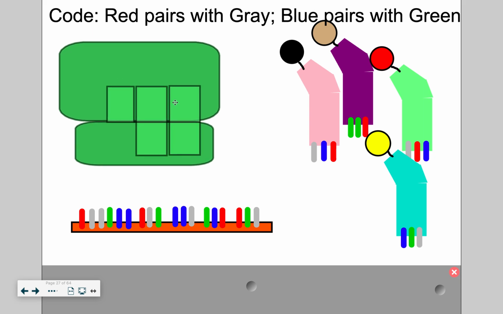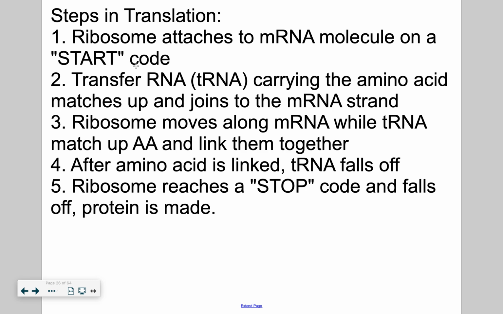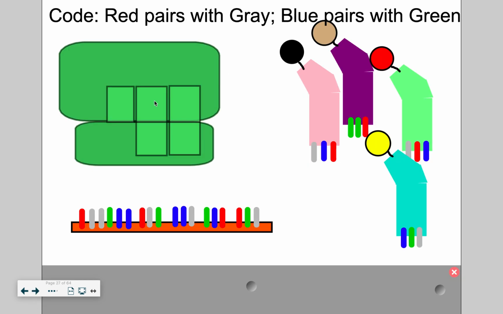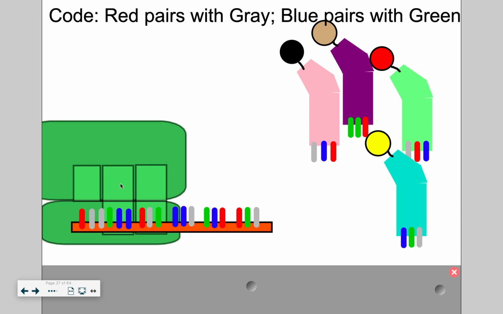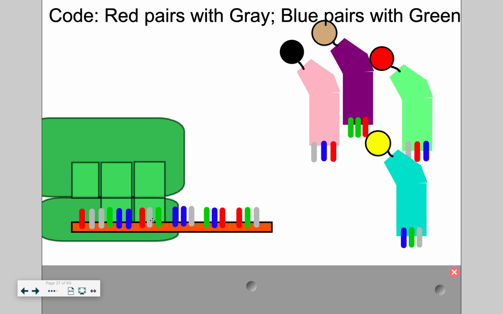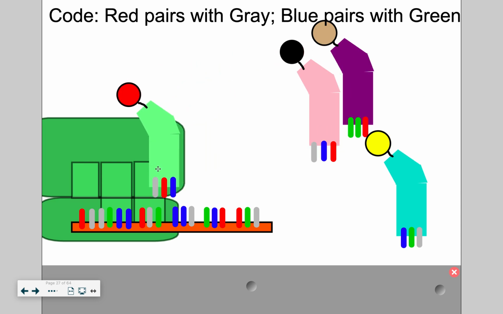So here's my ribosome. The first step in translation is that it's going to attach to a start site. This is the start site right here: red, gray, green. Now we know the base pairing: red pairs with gray, blue pairs with green. We are looking for a gray, red, blue. So I look, gray, red, blue. This guy right here comes in. The anticodon of the tRNA matches complementary to the codon.